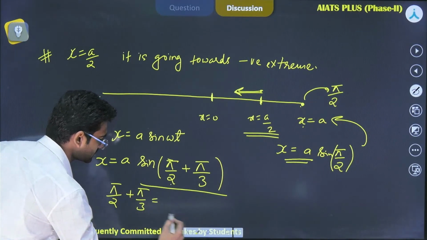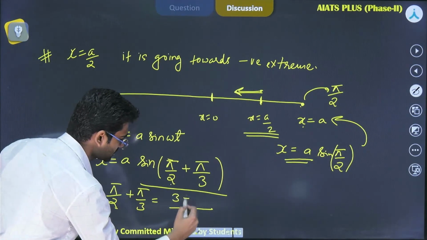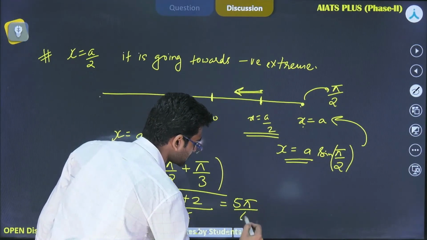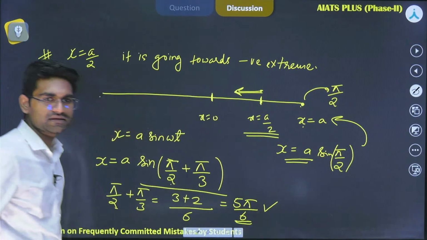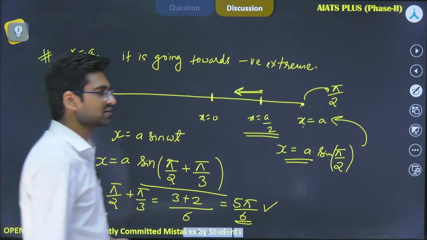Tell me the answer. This is 3, this is 2. The LCM would be 6. So the answer will be 5 pi by 6. Lucky, are you getting this? So the answer is 5 pi by 6, not 3 pi by 4.